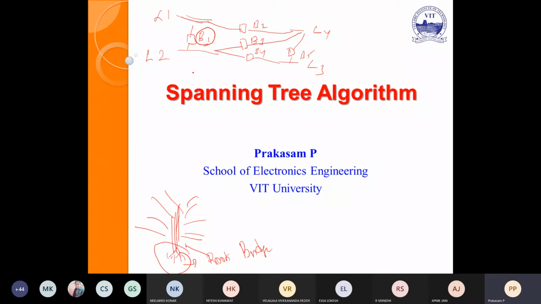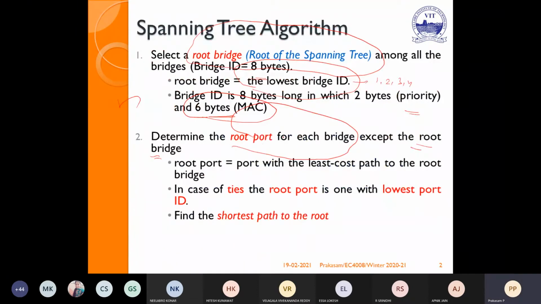The next step, you have to find the respective root port for all bridges with respect to the root bridge. So the second step: determine the root port for each bridge except the root bridge. The root port is nothing but the port with the least cost path to the root bridge.